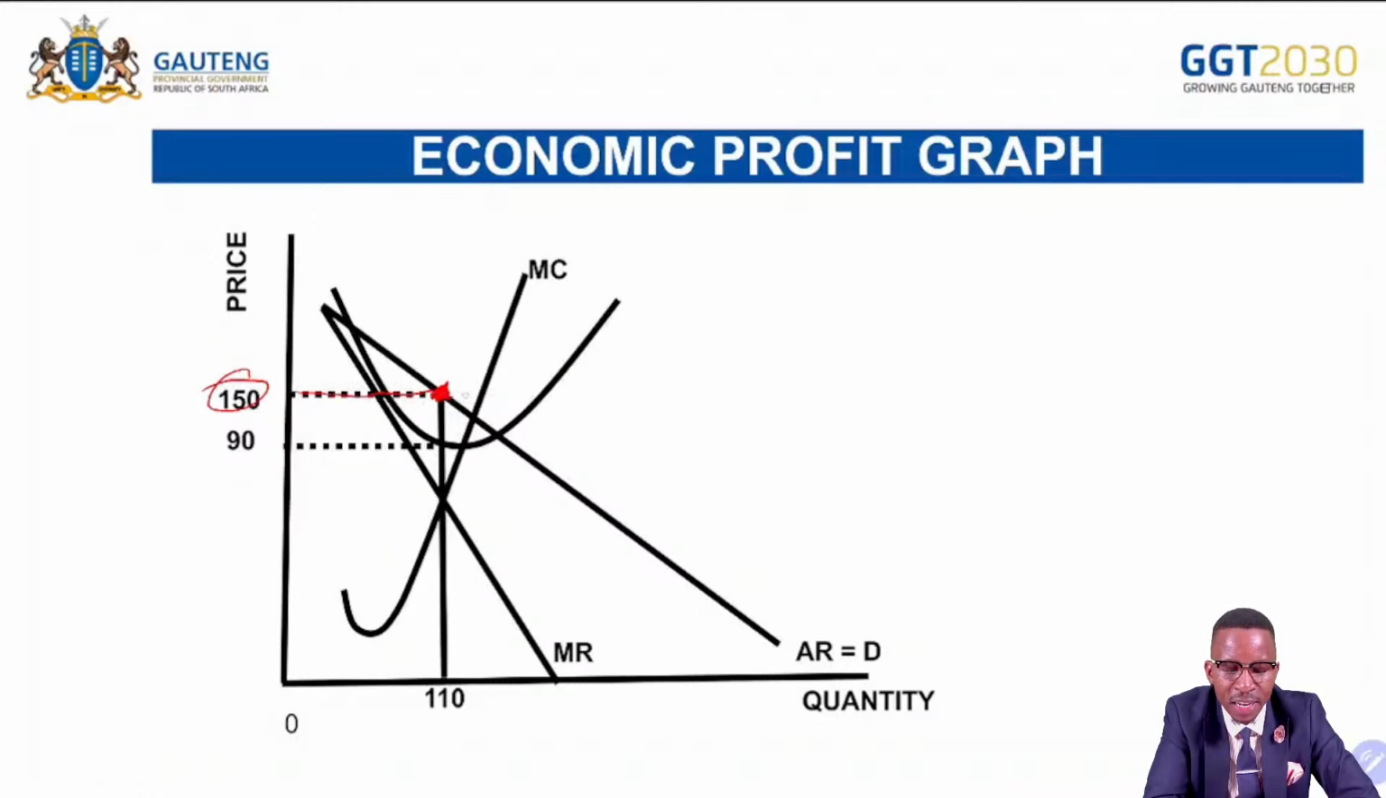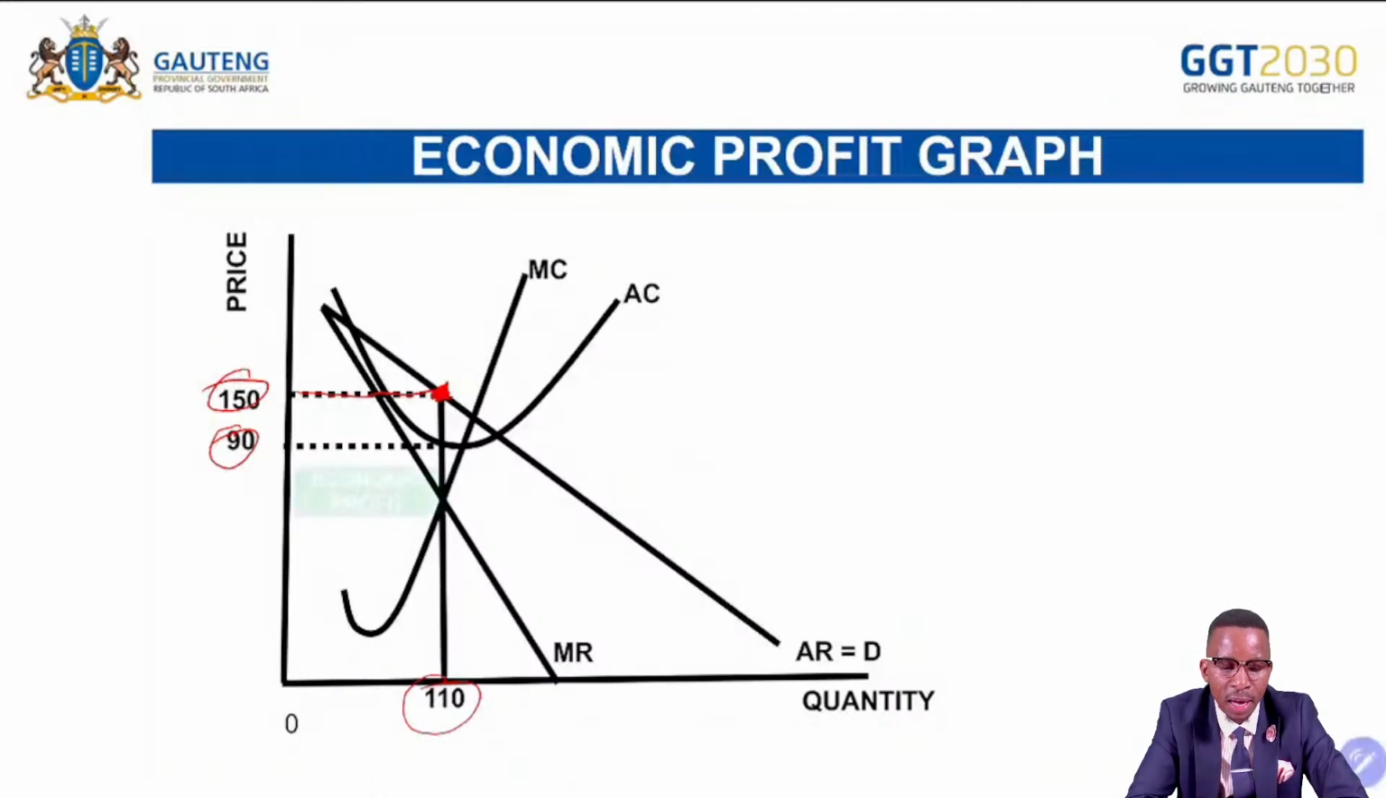Anything below would mean that the firm is making an economic loss if AC is turning below. You can see our costs for doing the business were 90, but the revenues we received are 150. How much is the quantity? The quantity is 110. That means the firm is making economic profit or supernormal profit. That is AC, and the shaded area indicates economic profit. Why do we say it's economic profit? Because our average revenues are greater than average cost. Costs are 90, revenues are 150, so the firm is making economic profit or supernormal profit.